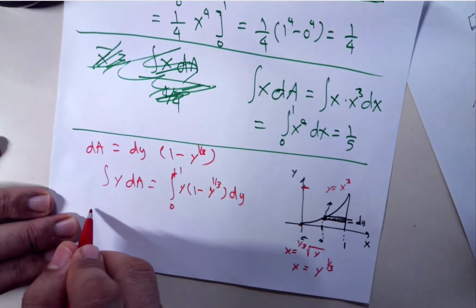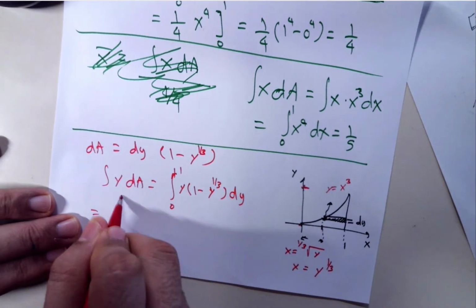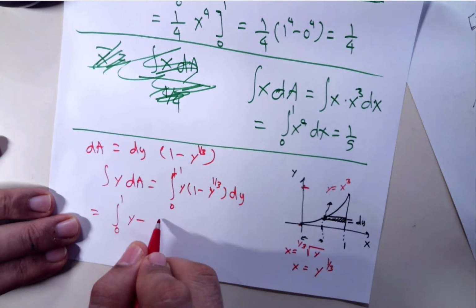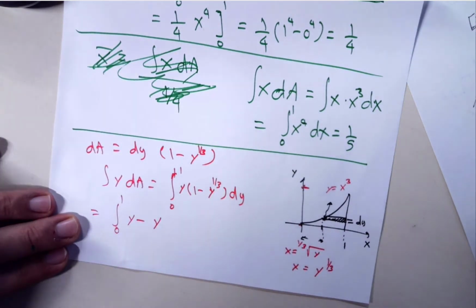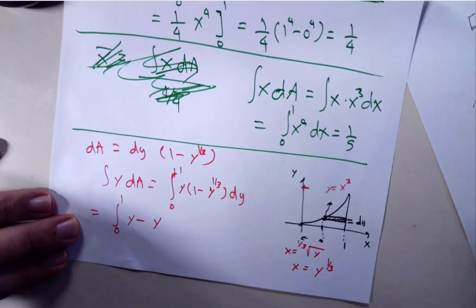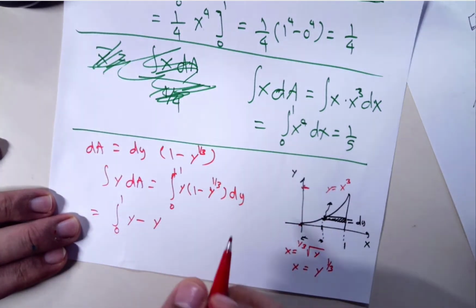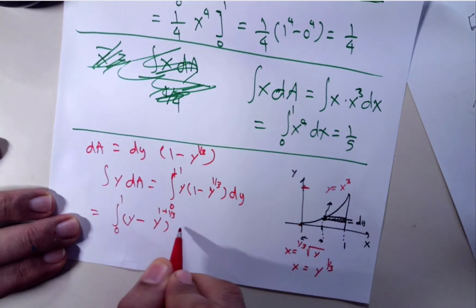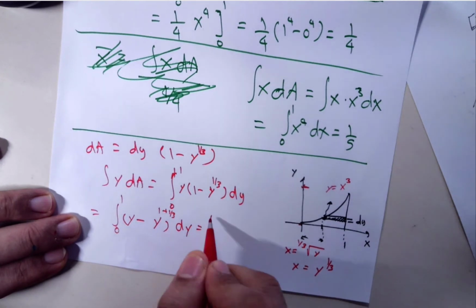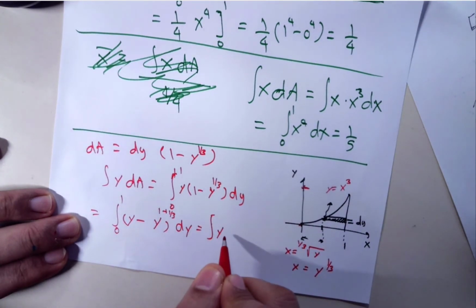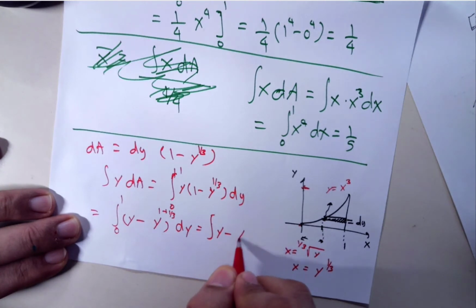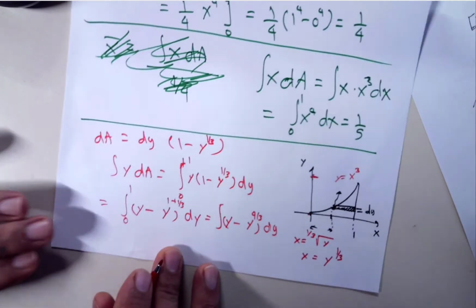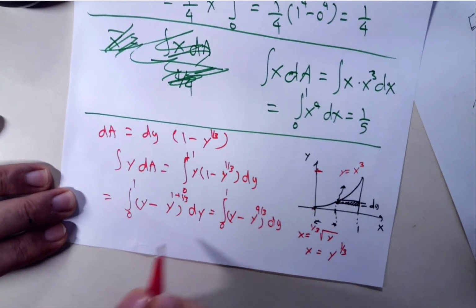Now multiply that. So this is going to be the integral from 0 to 1 of y minus, now when you multiply a function raised to a power, you add. So this is going to be 1 plus 1/3. So this 1 plus 1/3 dy, which is equal to y minus y to the 4/3 dy, right?